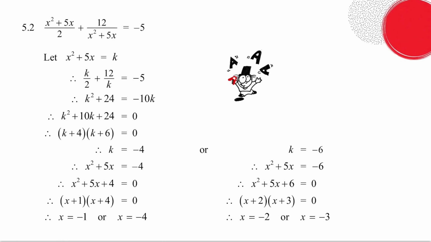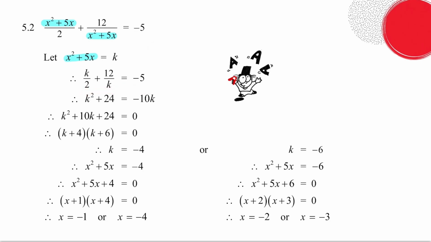So in this example, your natural reaction would be to multiply by your common denominator. Now your common denominator includes a term with x squared. If I'm going to multiply everything by a term that has an x squared, I'm going to end up getting a term in x to the 4, and we really don't want to be solving an equation in x to the 4. You will notice that there's an x squared plus 5x and there's another x squared plus 5x. So what I'm going to do is let x squared plus 5x be equal to k. So my equation becomes k over 2 plus 12 over k equals minus 5.